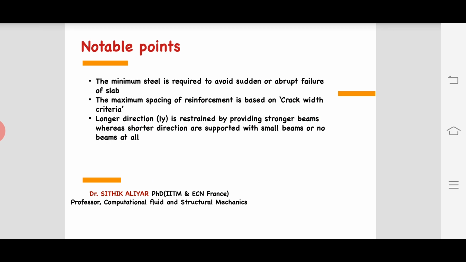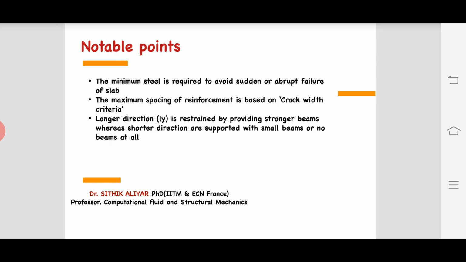The next notable point you should know is longer direction. If it is ly, the longer direction should always be supported over a strong beam. Shorter direction, I told you, if it is a one-way slab, shorter direction moment will be very less, so you can support over a small beam or no beam at all. You can directly put a flat slab or something, directly resting over the column.